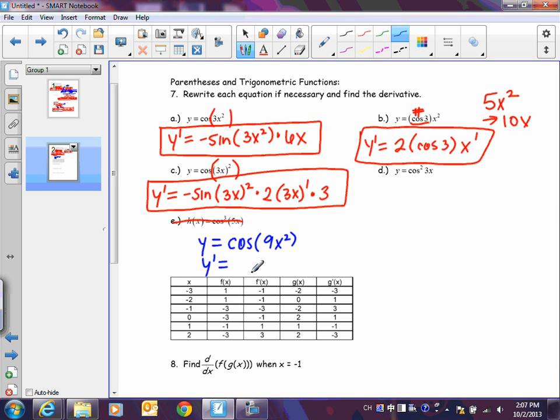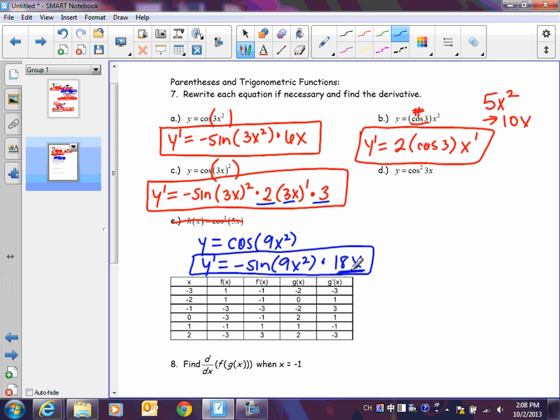This is like A now. Negative sine of 9x squared. That part doesn't change yet. Then take the derivative, 18x. All right, these two are the same answer. Look, 2 times 3x times 3, that's the same as 18x. So, if you're clever, you can get out of doing work.